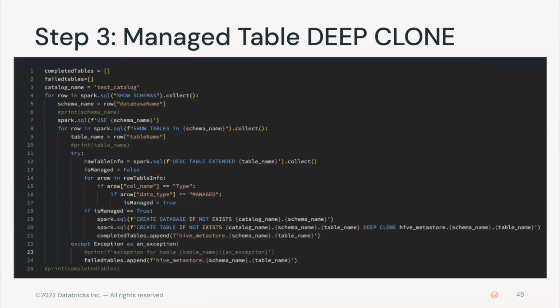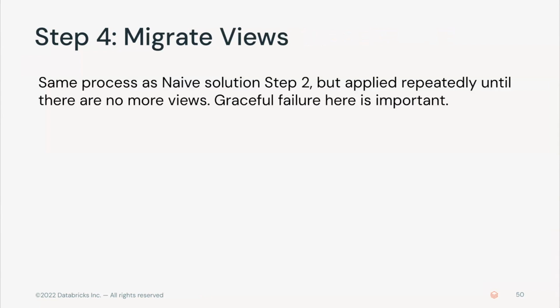to the UC table. Now, migrate views, it's a very similar process to the naive solution from step 2, but it's just applied redundantly for any failures. And that's why that graceful failure handling is so important, right? Basically change the condition and say, hey, if it's a view, then try to run it. If it fails, bucket it into the failures and then rerun the failures after the first loop is done.